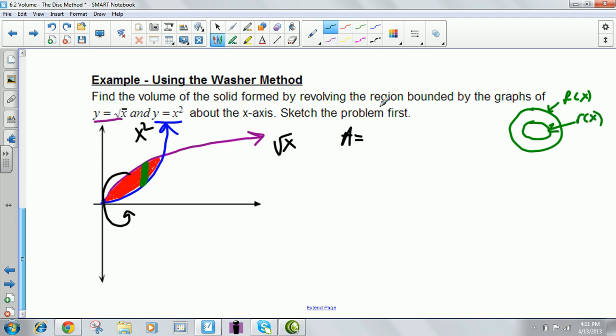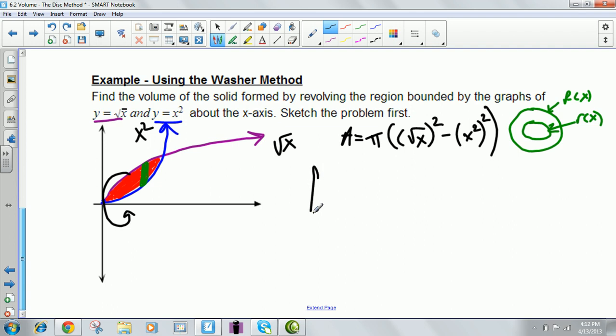And the area is going to be pi times big R of x, and in this case your outer function there is square root of x, quantity squared, and then it's going to be minus your inner function, which is x squared, quantity squared. So pi times that. It's your outer function squared minus your inner function squared.